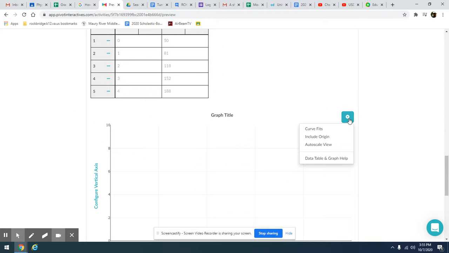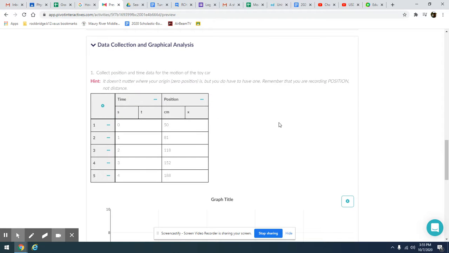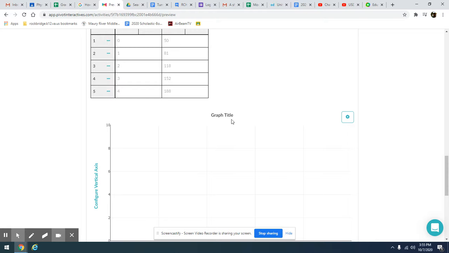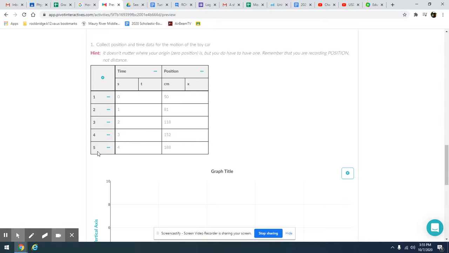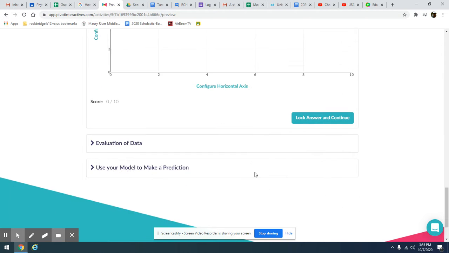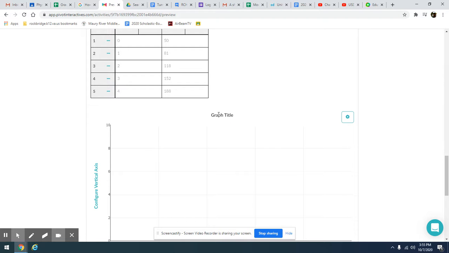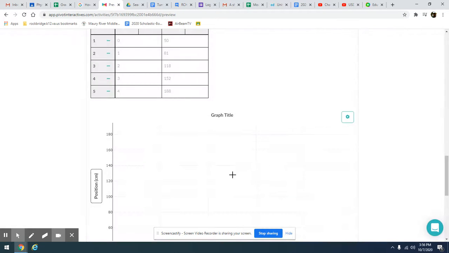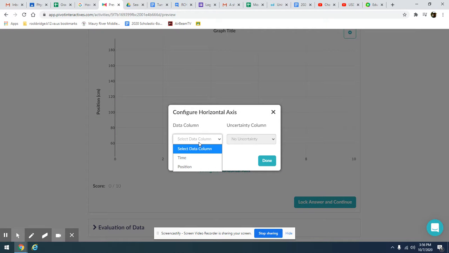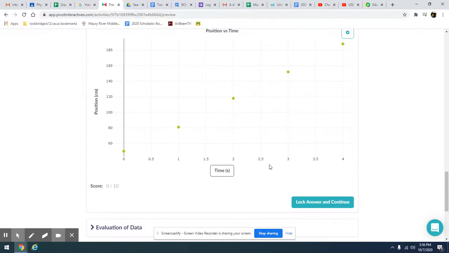So how do I make it graph? My graph title should be position versus time. Why is it not letting me do anything there? Oh, I see. It wants me to do this first. So I want position on this axis. And I don't want this. That's just some statistics stuff. And time here. There we go.